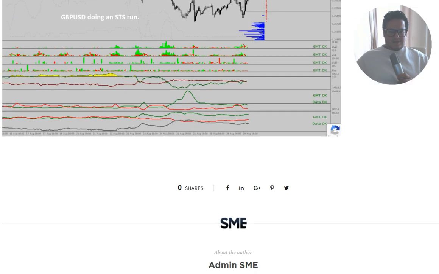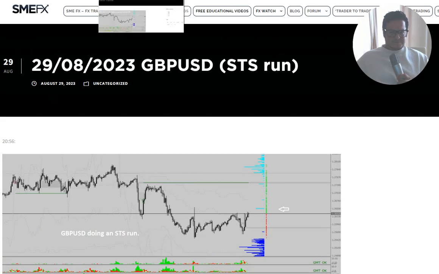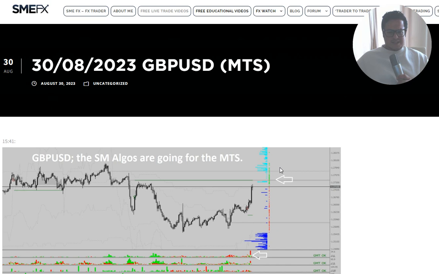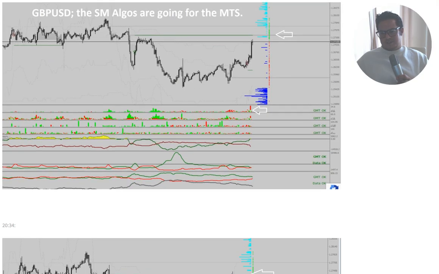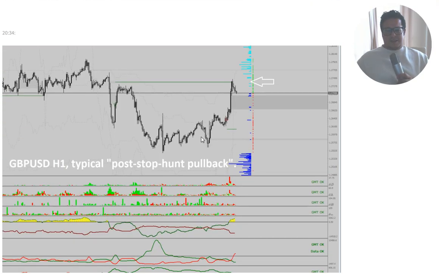Pound dollar, let's go through that one. So here we also had a nice MTS run up against the shorties towards the inner range pullback after the price came down so much over weeks. And look at that, I traded here a post stop hunt pullback, a little bit advanced but not difficult. So the target has been cleared.